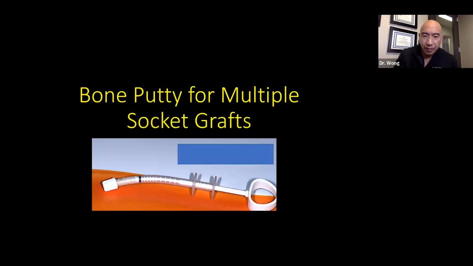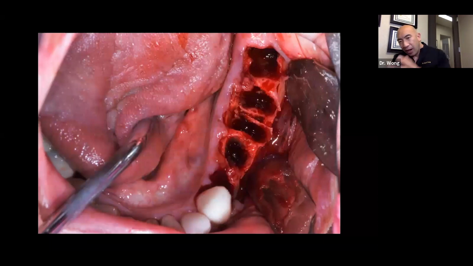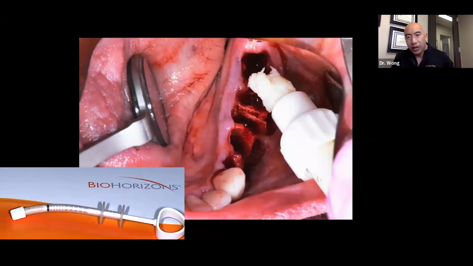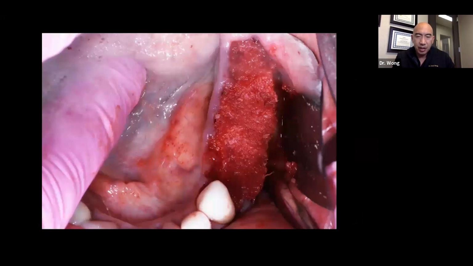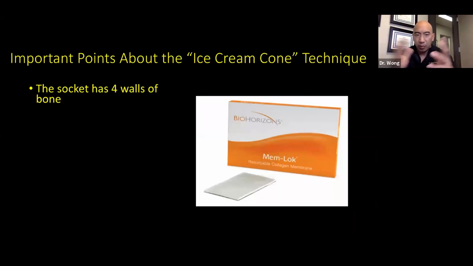We love the bone putty also for multiple graft sites, because once again, if you're lazy, it's nice that it comes in a pre-hydrated syringe. You can get these teeth out and you'll see all these sockets. There are 2 premolar sockets and then 2 molar sockets. You can just grab one syringe and squirt it in there, condense it with your cotton tip applicators, and then suture it up. You don't even need a membrane. You're going to come back and have plenty of bone.